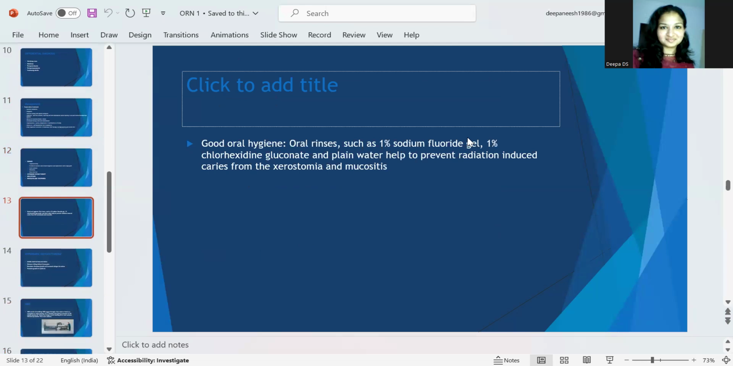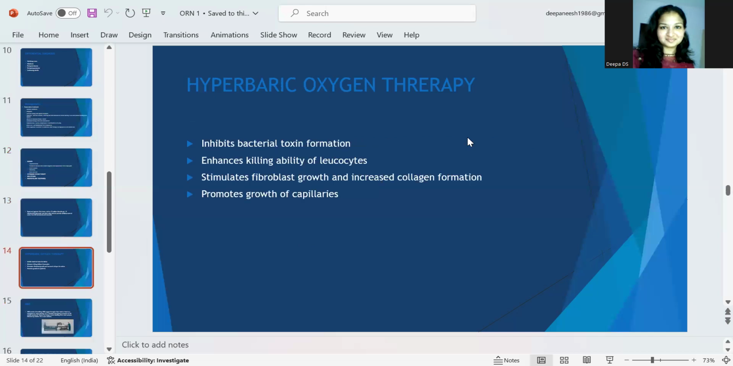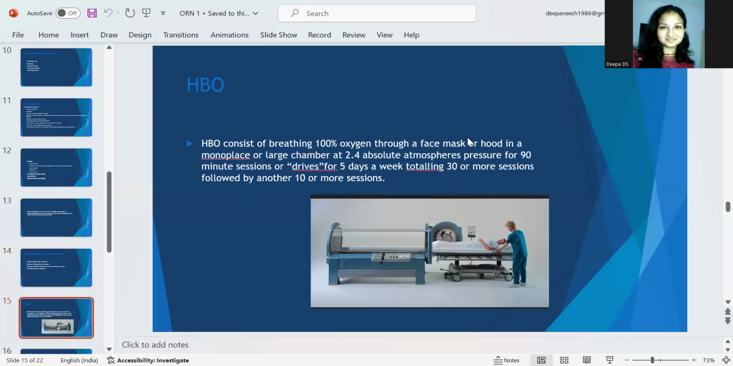So oral rinses such as 1% sodium fluoride gel, 1% chlorhexidine gluconate, and plain water help to prevent radiation-induced caries from the xerostomia and mucositis. The use of hyperbaric oxygen therapy is that it inhibits bacterial toxin formation, enhances killing ability of leukocytes, stimulates fibroblast growth and increases collagen formation, and promotes growth of capillaries.